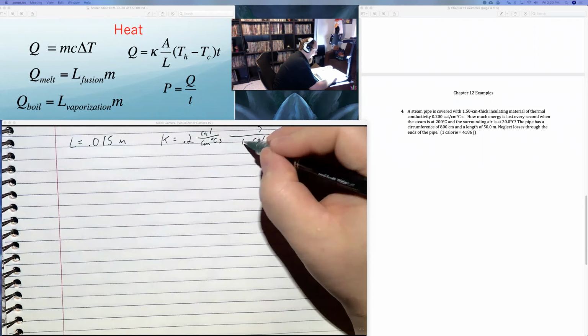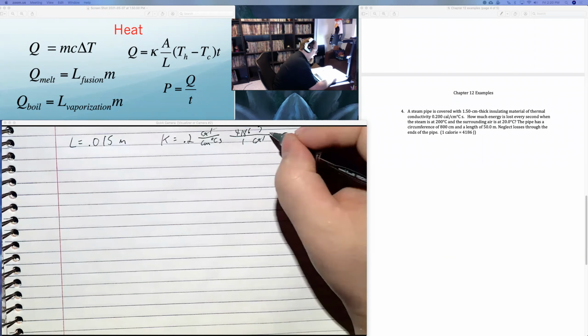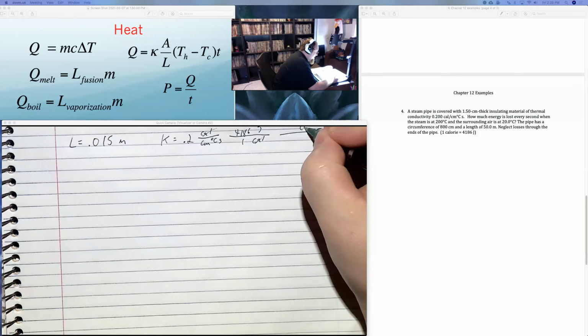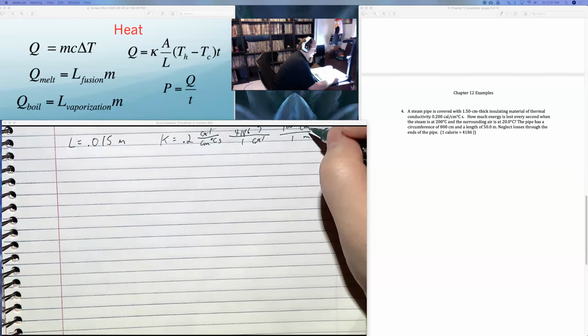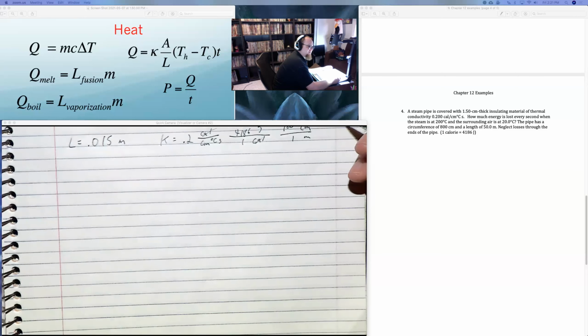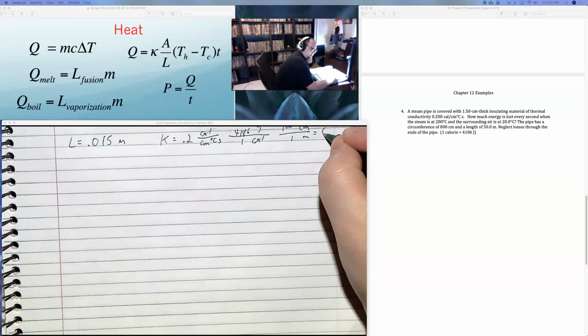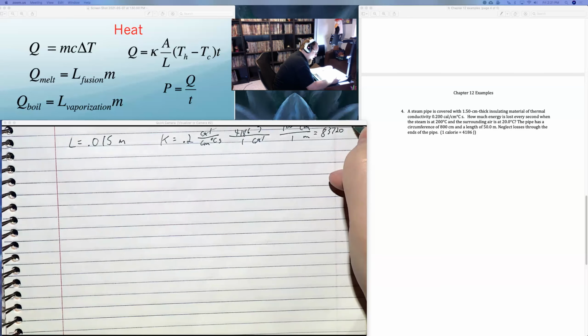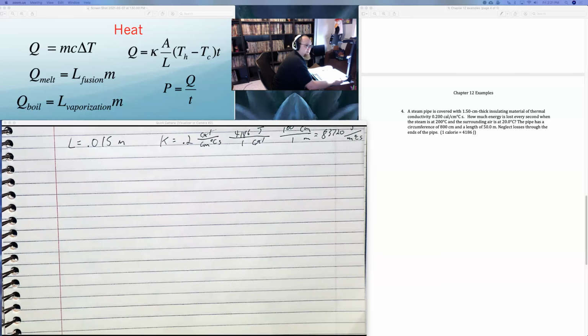Well, 1 calorie is 4186 joules. Cancel that out. And centimeters? I gotta cancel out my centimeters to get meters. Well, 100 centimeters is 1 meter. And so if kappa is 0.2 calorie per centimeter degree Celsius second, that's going to be 83720 joules per meter degrees Celsius seconds.